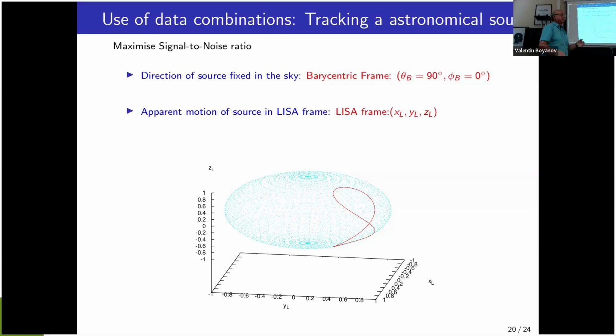In the frame of LISA, the source goes around like an 8 because LISA rotates. But if you take a certain combination of these generators, they'll give you a certain signal to noise. So how do you maximize this? You can maximize it by using this. This is what is done also in radio astronomy: if you have a cylinder like this, you phase delay the dipoles and you do this. So this idea is basically a radio astronomy kind of idea. Okay, so you can do this.